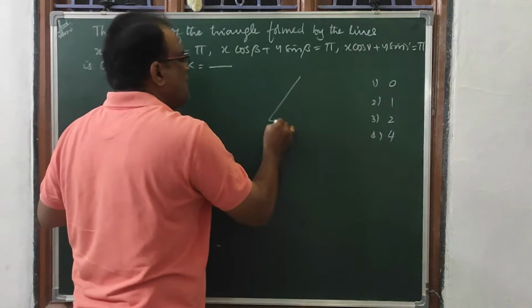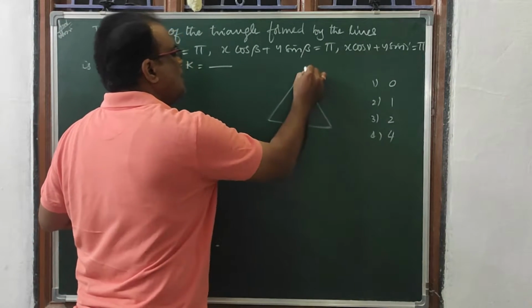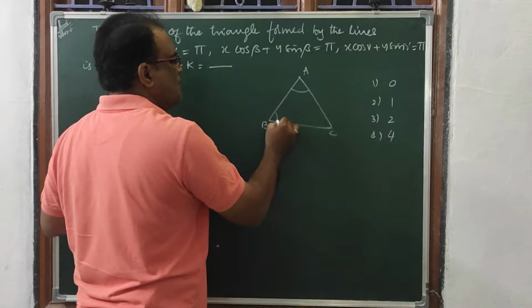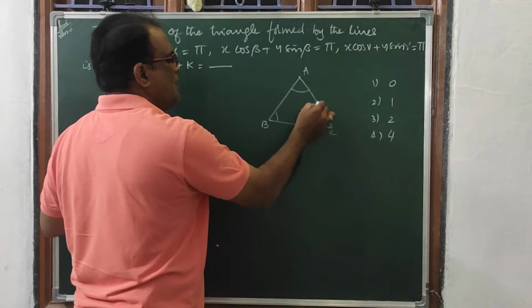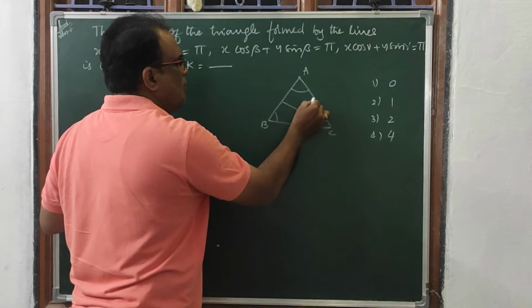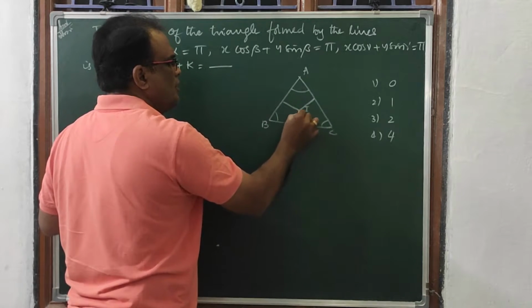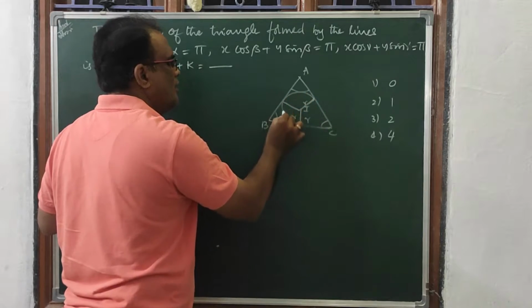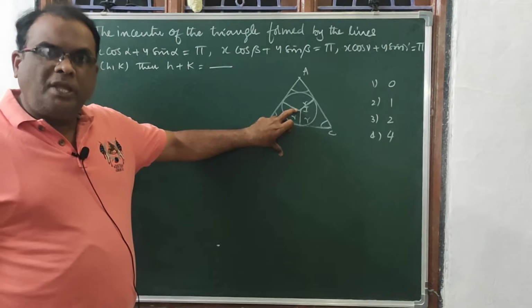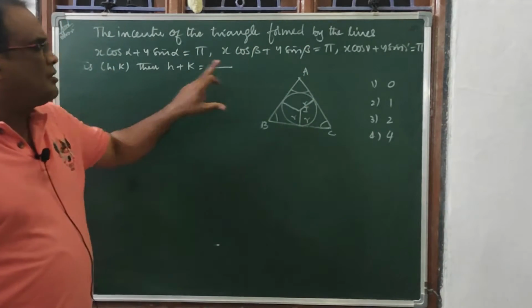What is the definition of incenter? The internal bisectors of angles of a triangle are concurrent and the point of concurrence is called incenter. Incenter is at equal distance from all the sides, that is called inradius, small r. So incenter should be at equal distance from all the three lines.